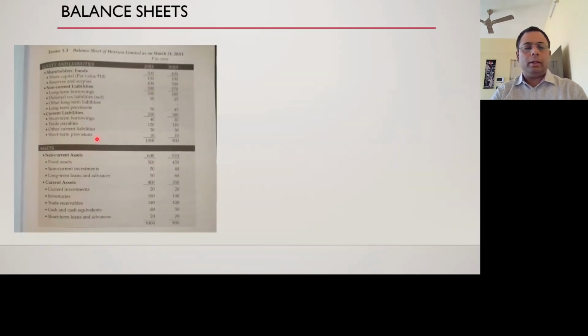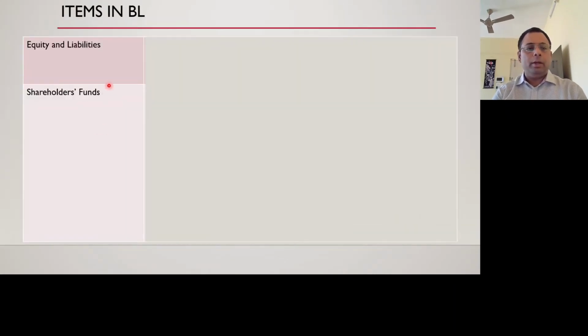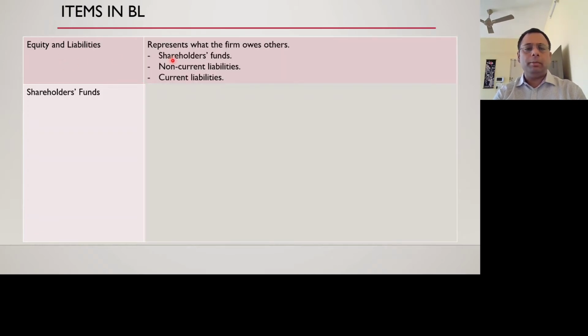So the items in the balance sheet. First of all, equity. Equity represents what the firm owes others. Any owner of the company has shareholders' equity or shareholders' fund, then there are current liabilities and non-current liabilities.